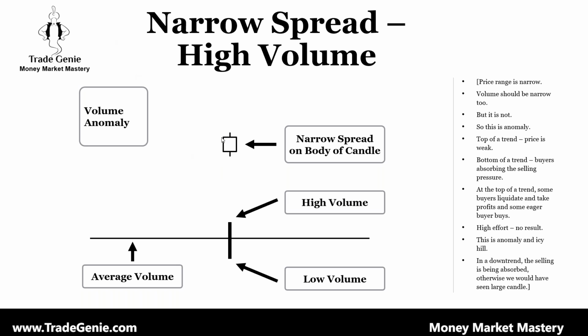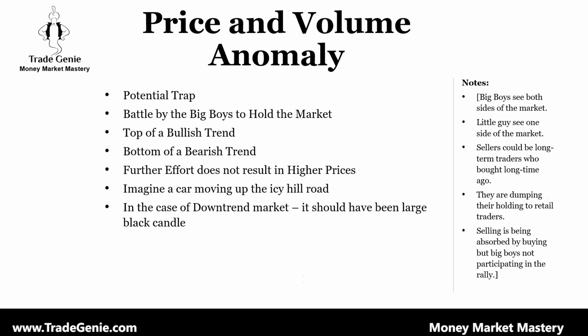If the market was downtrending, this is bullish. If the market was uptrending, this is bearish. So this is the same white bar. This could be bullish or this could be bearish, depending on what happened before and depending on what the volume is telling us. When you combine all that, then you come up with the decision. So here it could be a bottom of a bearish trend, and further effort does not result in higher prices. Or here it could be a top of a bullish trend, and further effort does not result in higher prices.